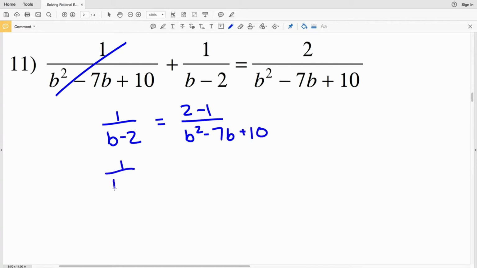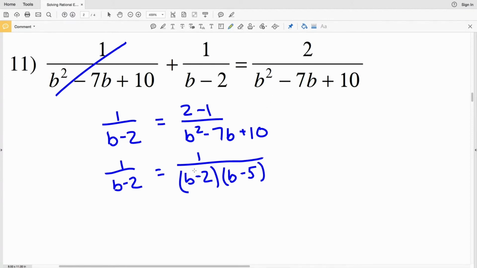So I'll have 1 over b minus 2 on the left, and then 2 minus 1 all over b squared minus 7b plus 10 is the same as 1, since 2 minus 1 is 1, over b squared minus 7b plus 10. However, instead of writing b squared minus 7b plus 10, I'm going to split it up and write it as b minus 2 times b minus 5. Now you may be a little confused at how I can change b squared minus 7b plus 10 into b minus 2 times b minus 5.